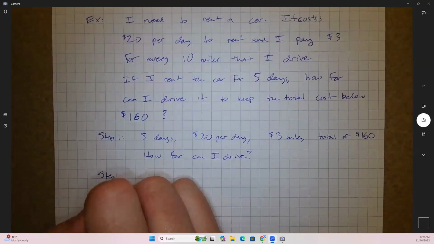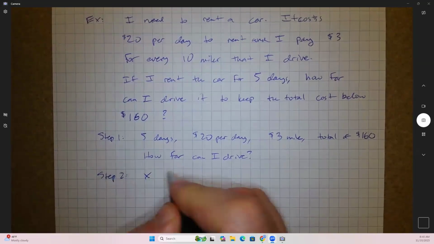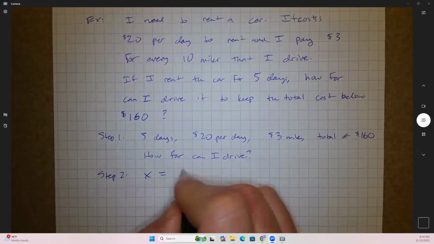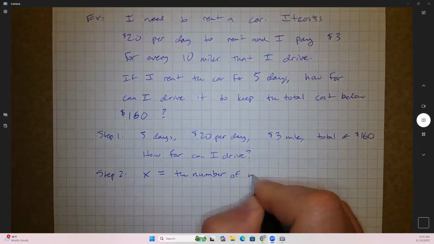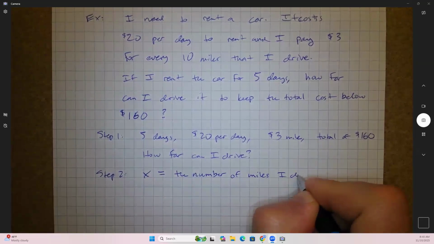And so step two will be to set a variable. Let X equal the number of miles I drive.